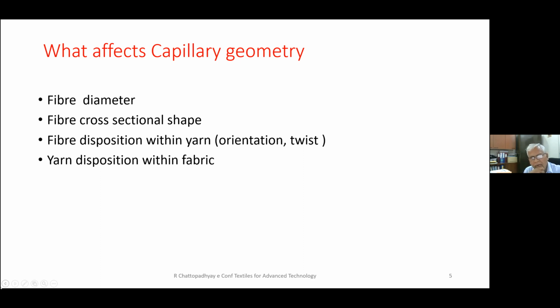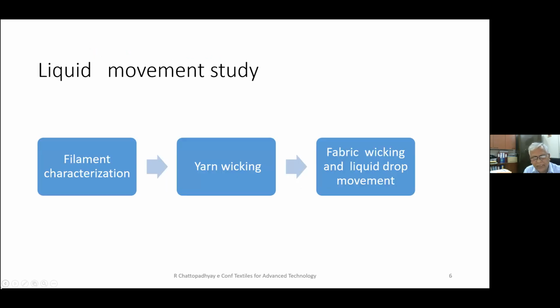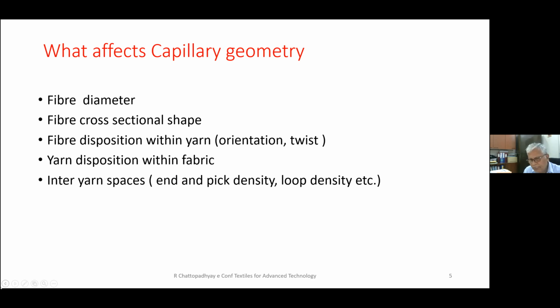Fiber disposition within the yarn can also affect the capillary geometry, that is, the orientation of the fibers or the level of twist that we keep in the yarn, or yarn disposition within the fabric, how the yarns are interlacing. That also can matter in the case of plain weave, satin weave, twill weave, basket weave. The yarn interlacement patterns are different, and there are so many types of knitted structures also. So the disposition of the yarns within the fabric can affect the geometry of the capillaries. Then there are inter-yarn spaces in the fabric itself, because the yarns are very close to each other, so the gap that exists between the yarns is also a source of capillary formation.